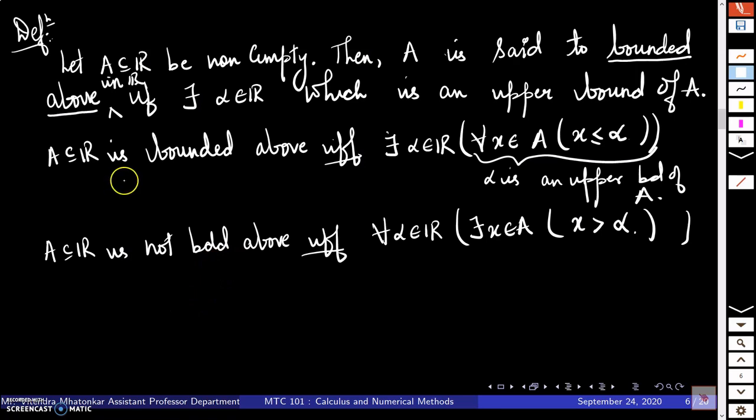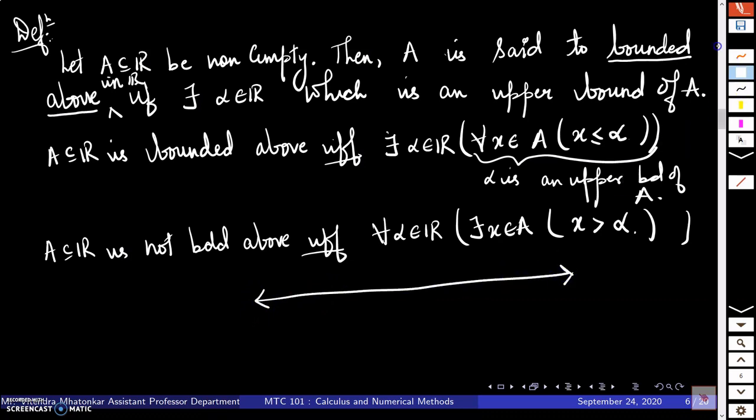If I want to say that a set is not bounded above, what do I mean when I say this geometrically? Can you all visualize what this means? How will the set A look if it is not bounded above? For that, let me draw a number line.